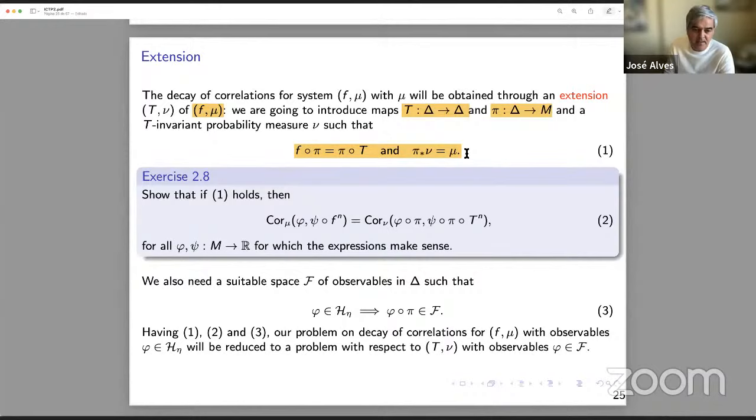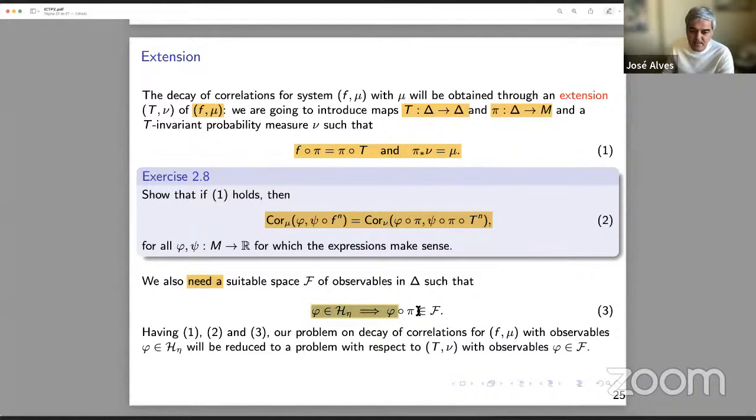There was this exercise showing that, whenever we have an extension, we have this relation. It's not specific to the extension we are going to build. This is always true. The information is that the decay of correlations can be transported from the original system to the new one, which is the extension. And we also need, as a goal, a suitable space in the new dynamics, such that this holds.